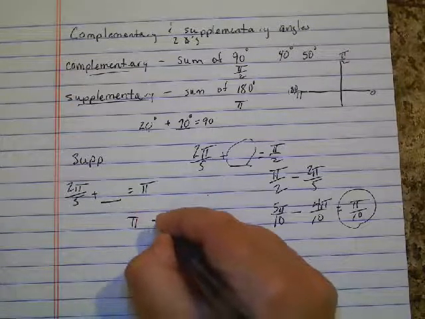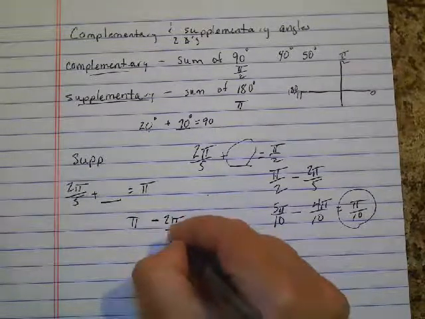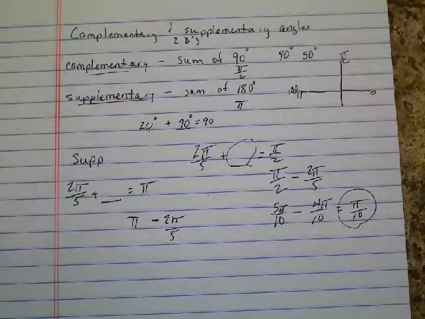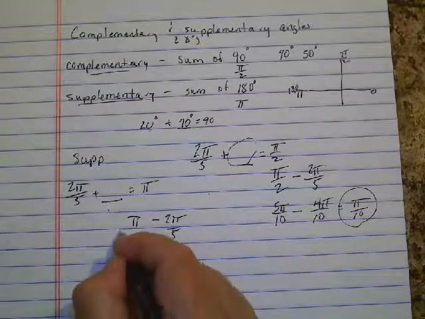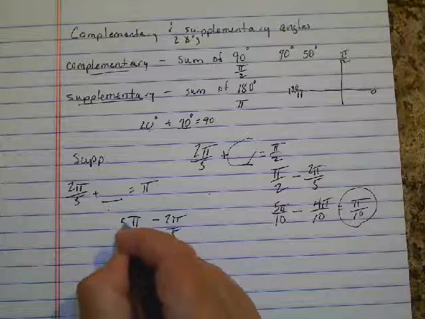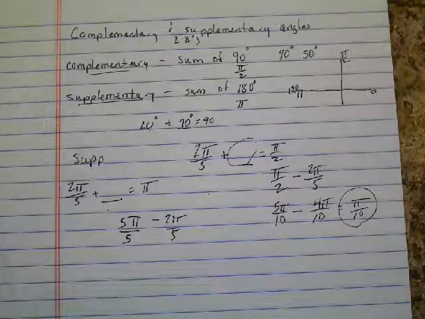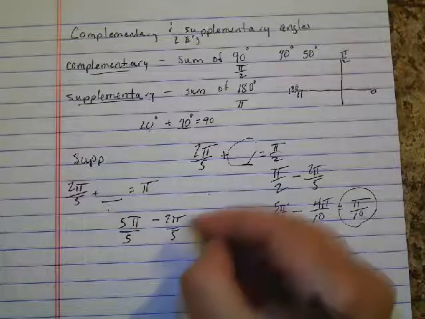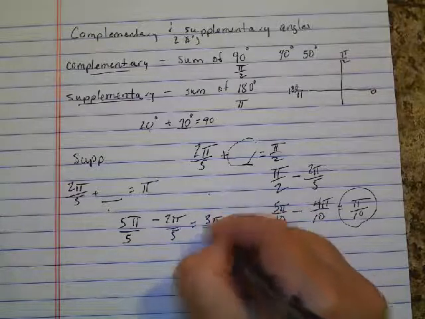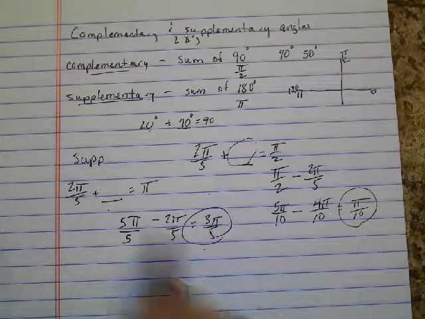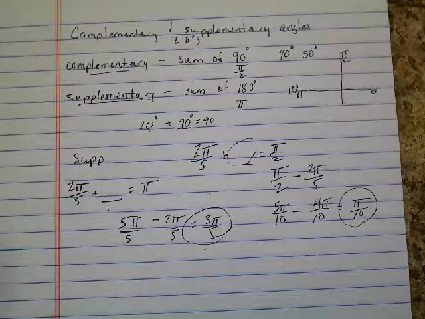Pi minus 2 pi over 5. I need to get a common denominator. So I'm going to make this over 5. So that would have to be 5 pi over 5. So 5 pi over 5 minus 2 pi over 5 is 3 pi over 5. So 3 pi over 5 and 2 pi over 5 would be supplementary angles.